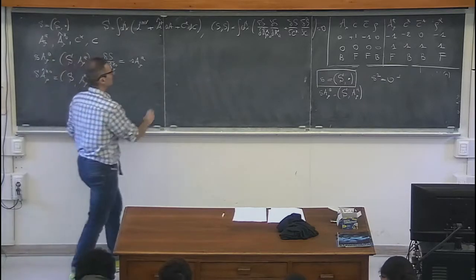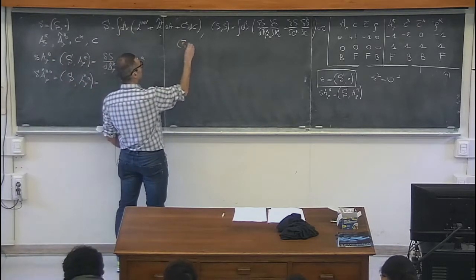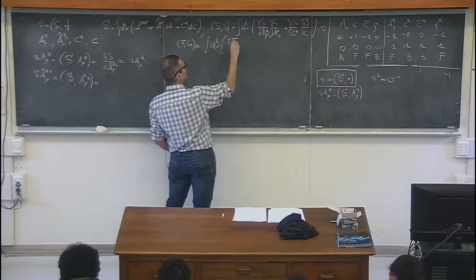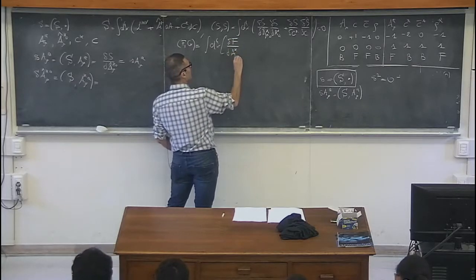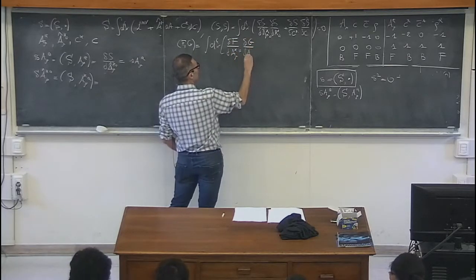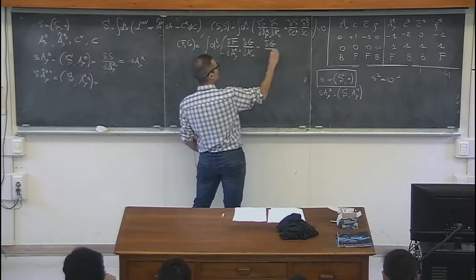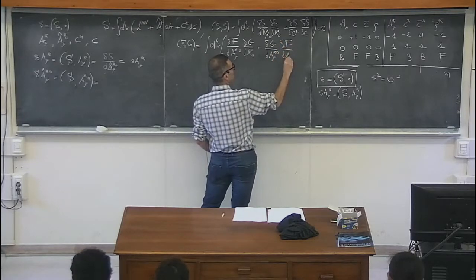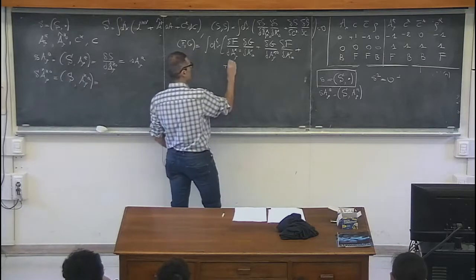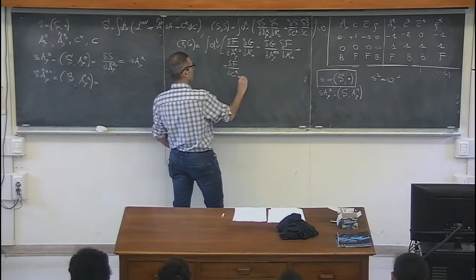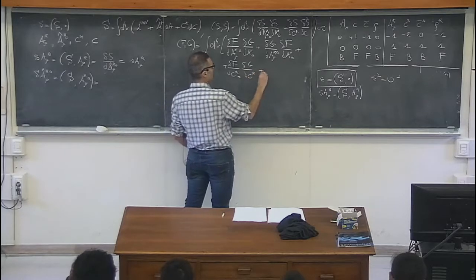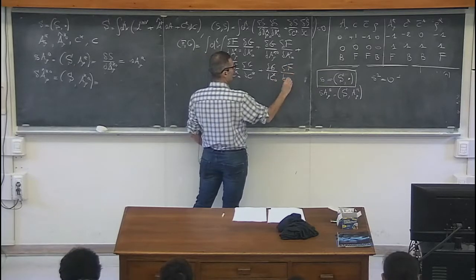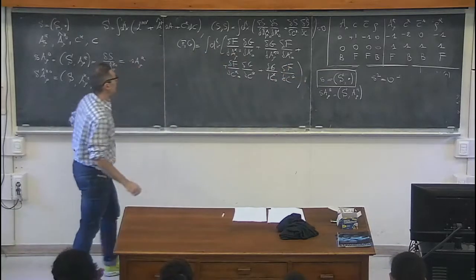Okay, so the bracket of f and g is the following: df/dA* times dg/dA, plus dg/dA* times df/dA, plus df/dC* times dg/dC, plus dg/dC* times df/dC. Okay, so this is just the definition of the bracket.